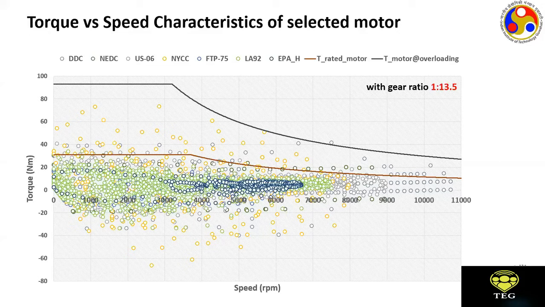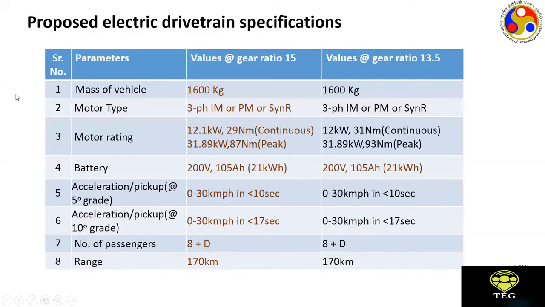Eventually, in the next slide you would see the design specification sheet for the Tata Magic, and all the important parameters are mentioned here. The important parameters given are the mass of the vehicle and the motor type. We could use an induction motor, a PM motor, or even a synchronous reluctance motor. And what is the motor rating?